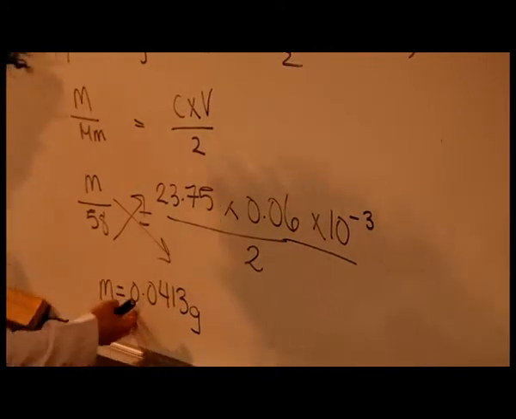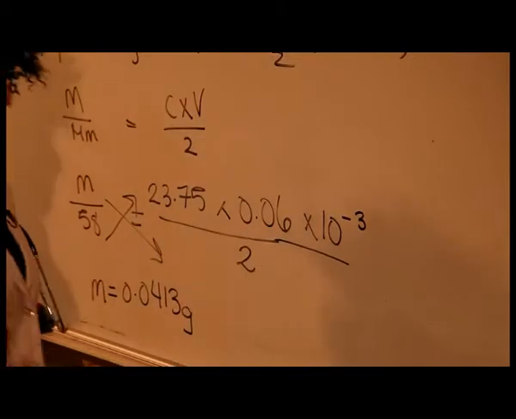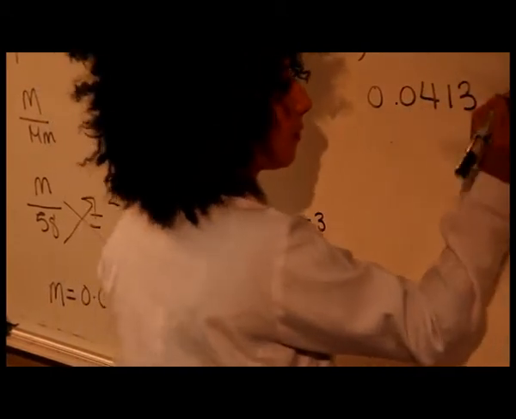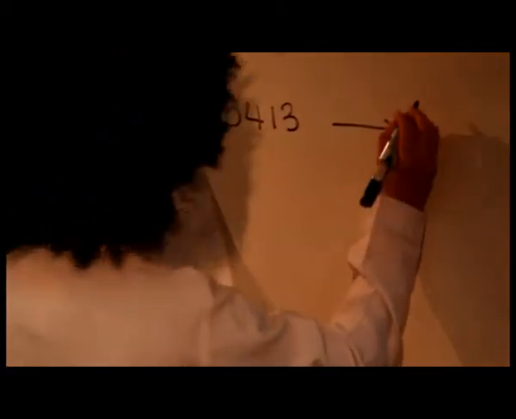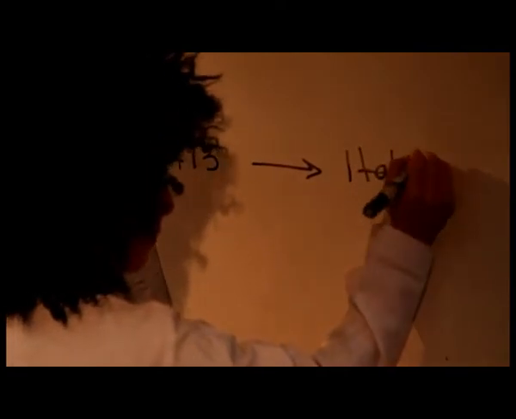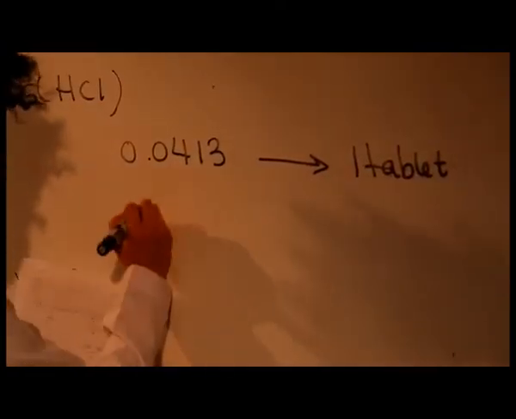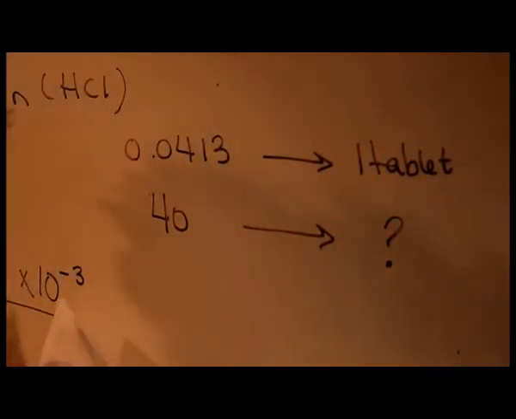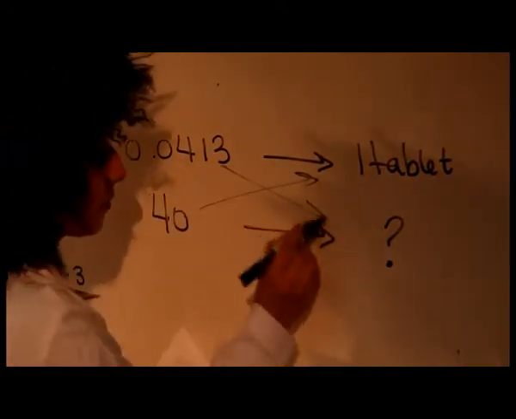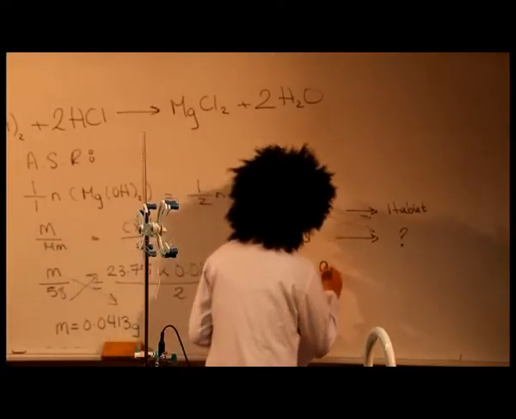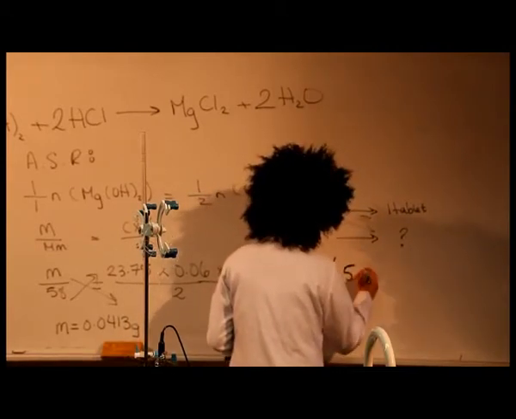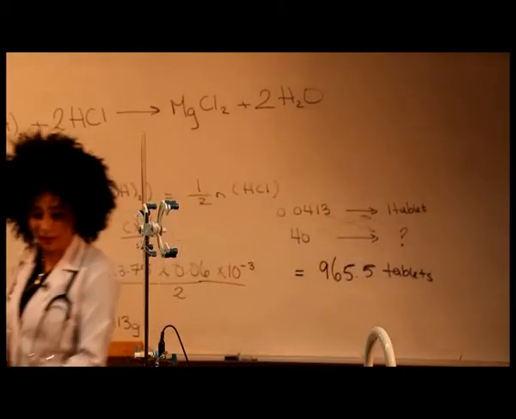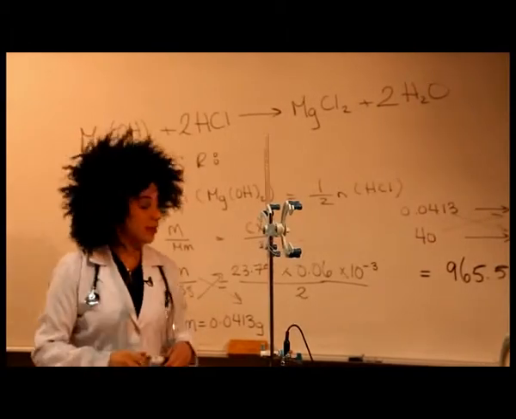If I were to give him 40 grams of magnesium hydroxide, how many tablets should I give my patient? So, 0.0413 is in 1 tablet. And if I were to give him 40 grams, it's equal to how many tablets? Well, if we were to calculate it, therefore it is equal to 965.5 tablets. Okay, I must give him 965 tablets in order to cure his heartburn.